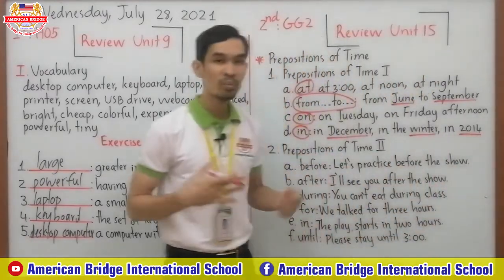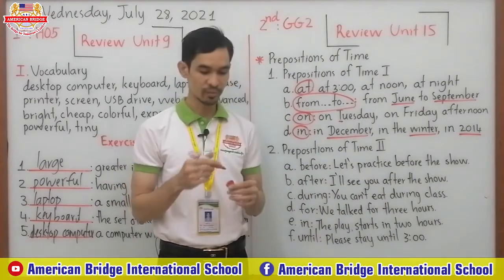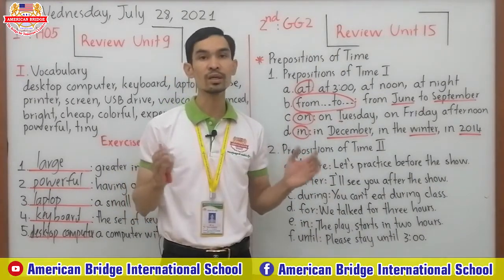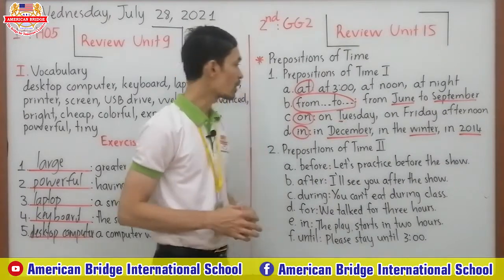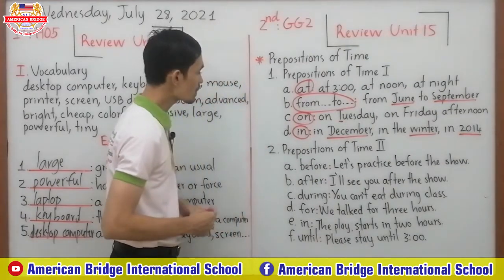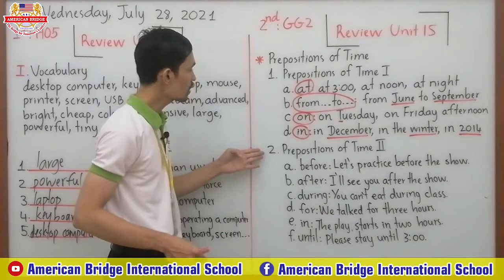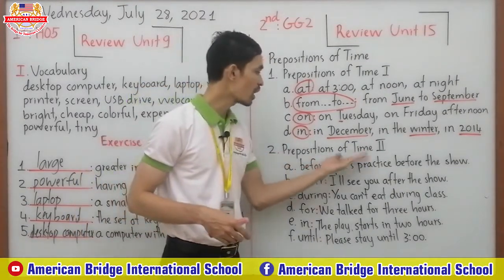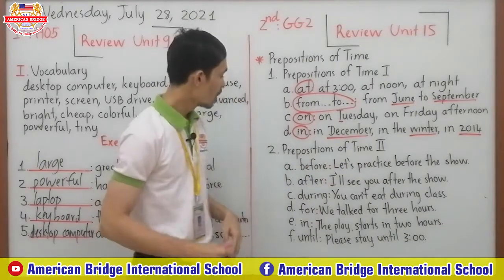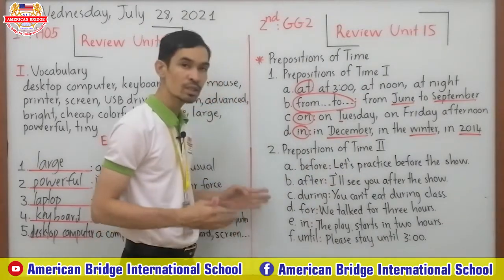You have to be sure with all of these prepositions, so you will use them in the correct way in the sentence or in your speaking. Well, now let's continue to number 2. Number 2, prepositions of time, part 2. Here we have 6 prepositions.